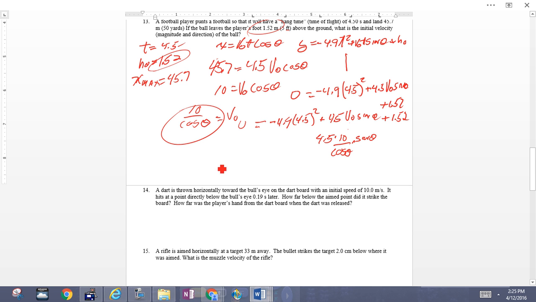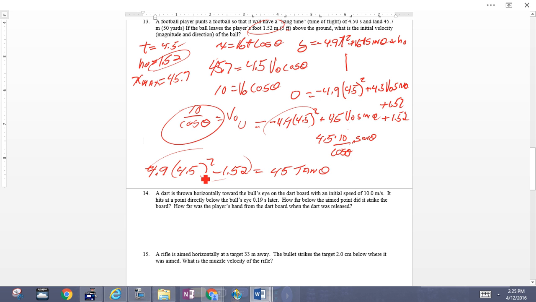So it's going to be what? Swing this guy over to the other side, negative, so it becomes positive: 4.9 times 4.5 squared, minus 1.52, is going to equal basically 45 times the tangent of theta. So theta is going to be, do all this computation here, divide by 45, and the inverse tan will give you the angle theta.